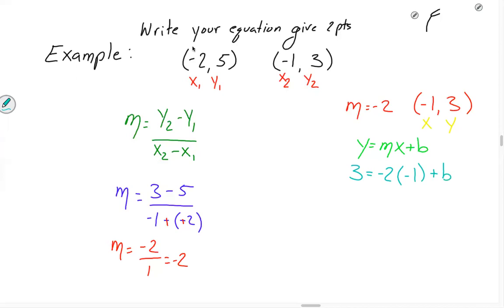Last step, Nate. Solve. So what is -2 times -1? What was that? You sure? Negative times a negative is a positive. Now, how do I get rid of the positive 2? Subtract 2. And there's your -2. So I get b equals 1.